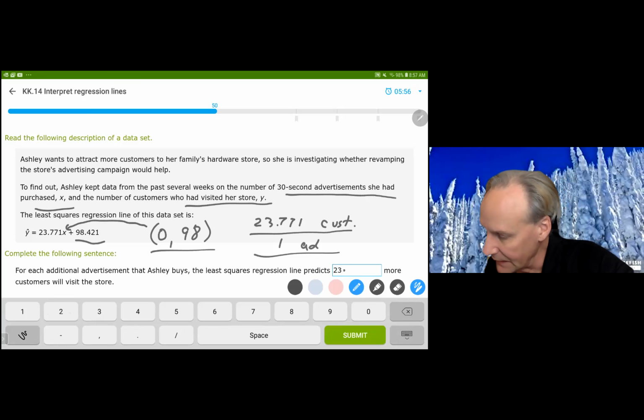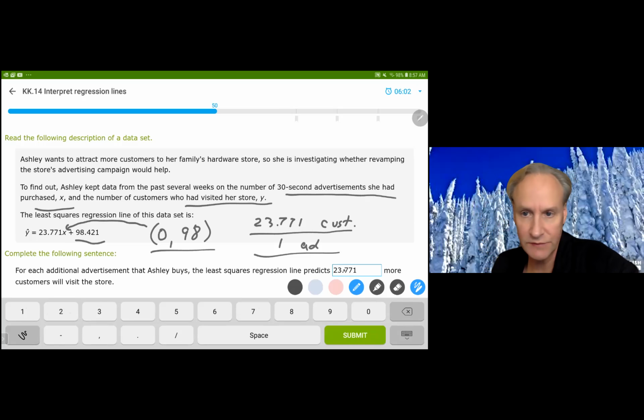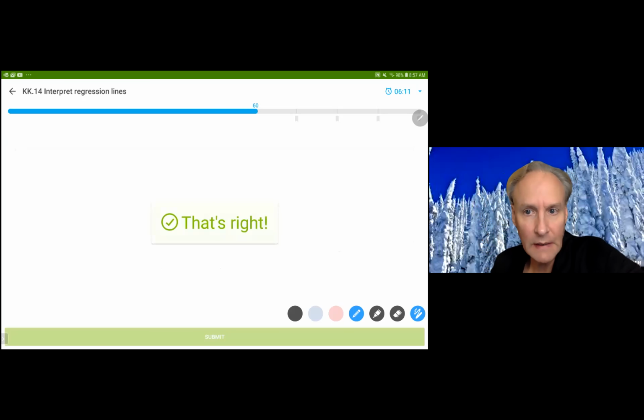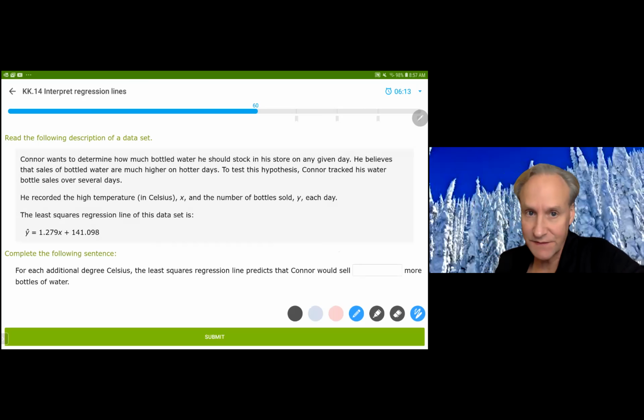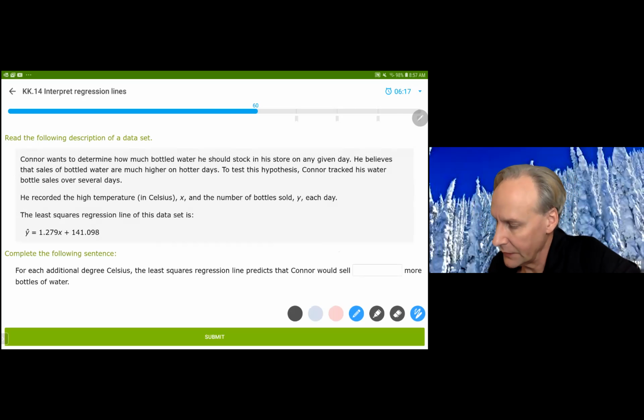In this particular case, you really wouldn't use the full decimal out in there. I would just probably round it to 24, because it's certainly an estimate, but there it is. I know you probably could just guess and stick the number in, but I want you to really think about what it means. Okay, recorded high temperature in Celsius X, and again, we're looking at the slope again.